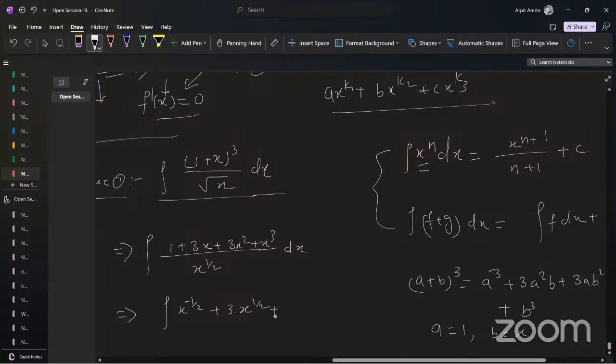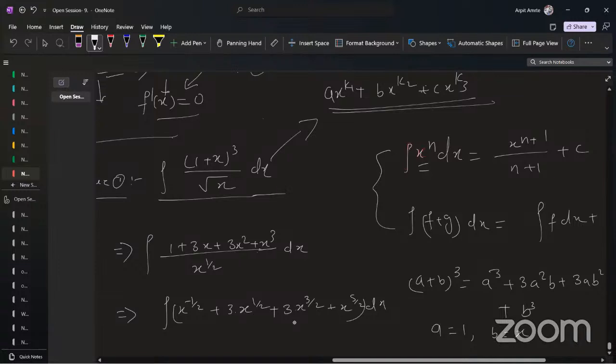Which is x raised to the power half, then plus 3 into x raised to the power 2 minus half, which is what? 2 minus half is 3 by 2. Plus here, x raised to the power 3 minus half, which is 5 by 2, dx. I get this in the form of this, right?